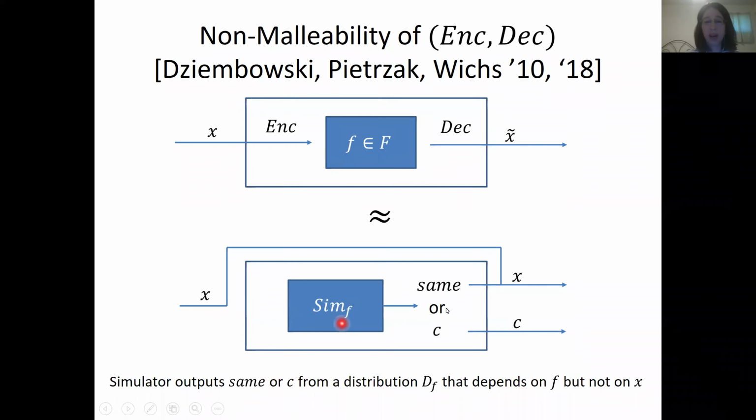Okay, and non-malleability requires that these two experiments are indistinguishable. So the intuition behind this experiment is that the simulator has to somehow simulate the effects of the real experiment while knowing the tampering function f, but without knowing the message x.